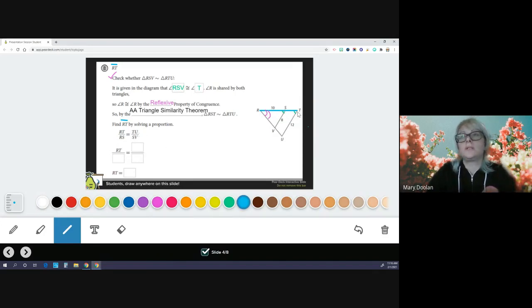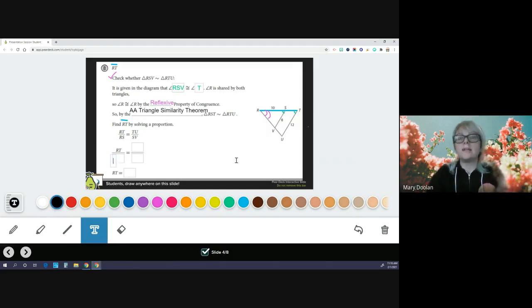TU, so TU is from here. That's the far right side of the largest triangle. TU is to the far right side of the smaller triangle, SV, right? So we're just going to fill in these boxes with the correct numbers to match what we see here. So RT over RS. RS is a side length of 10.